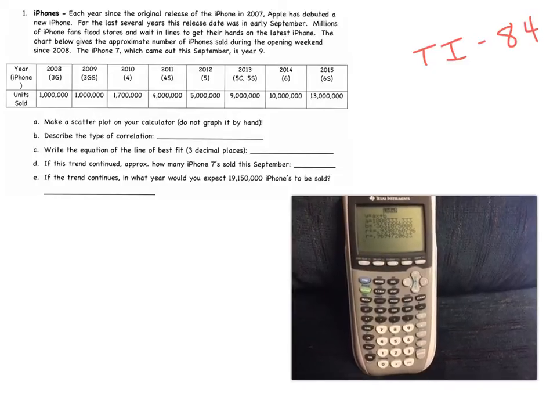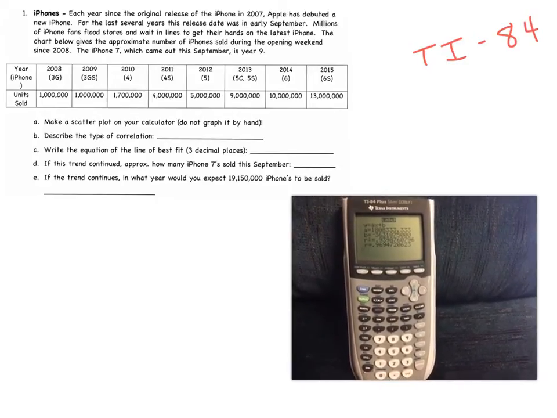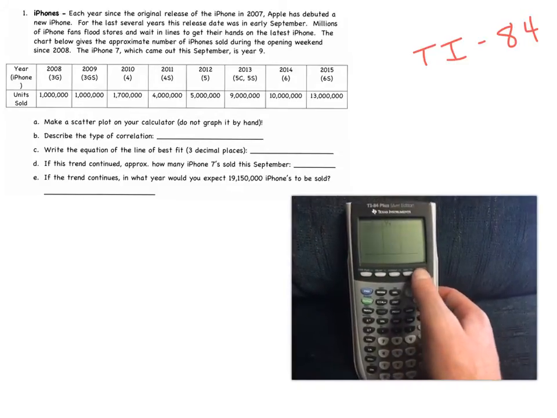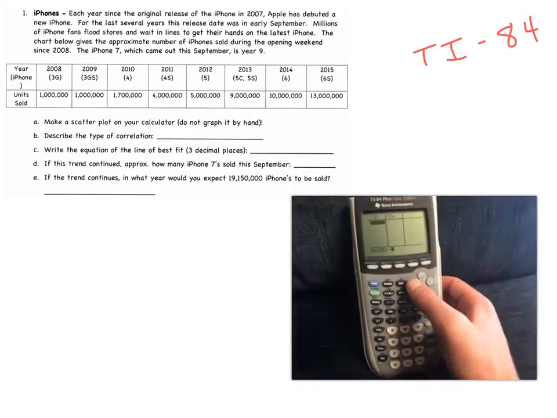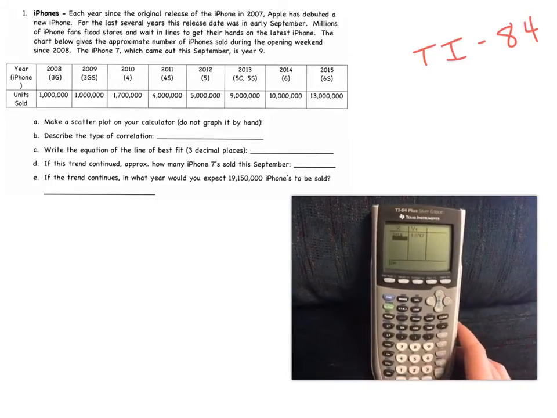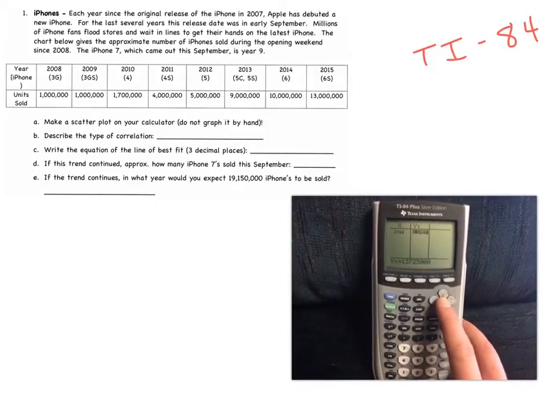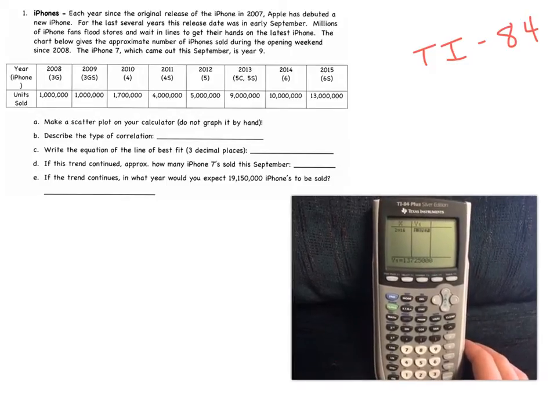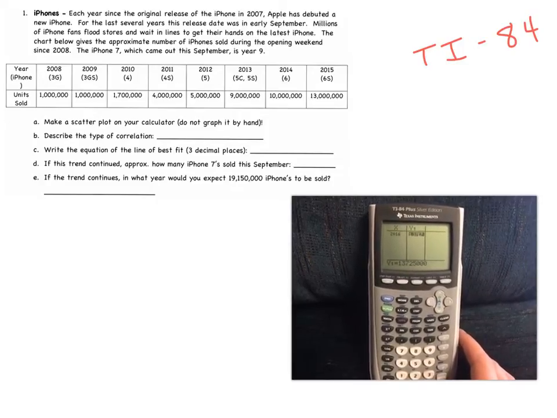For part D, they ask us to find how many iPhones would be sold this September. By saying this September, they're telling us 2016, so they're giving us an X value. So we're going to go second, to our table, and type in 2016, since that's this September, and hit enter. Our answer is not 1.37E7. We have to go over to it and write down that entire number. So our answer for part D would be 13,725,000.